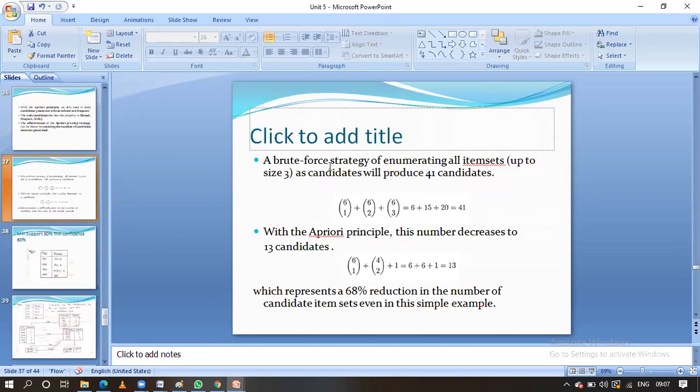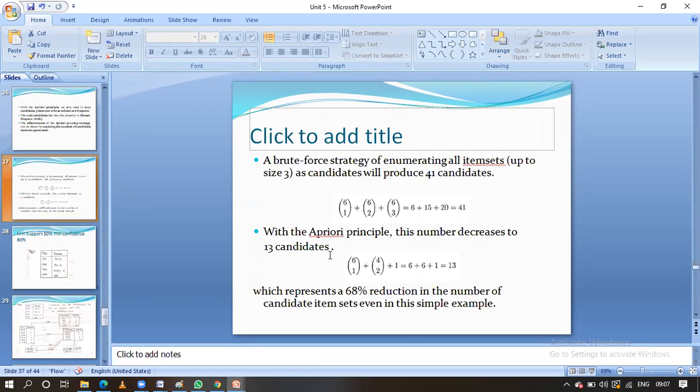With the help of the brute force strategy, we have to generate this many candidates: 6C1 plus 6C2 plus 6C3. 6C1 means 6, 6C2 means 6 into 5 by 1 into 2, that is 15. 6C3 means 6 into 5 into 4 by 1 into 2 into 3, that is 20 combinations. So overall 41 combinations are there. But with the help of the Apriori principle, how many?